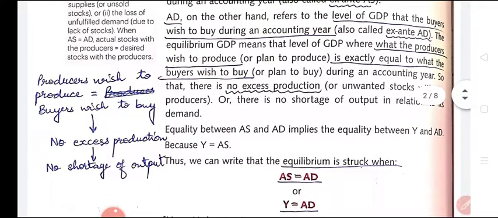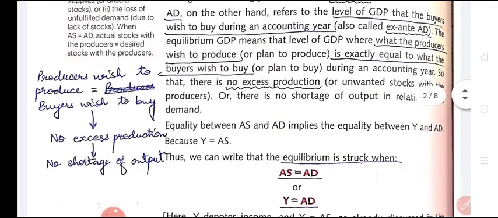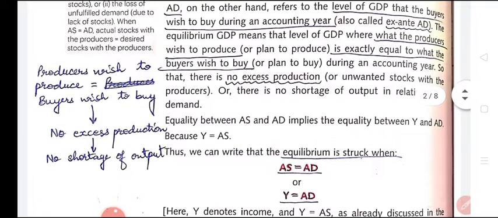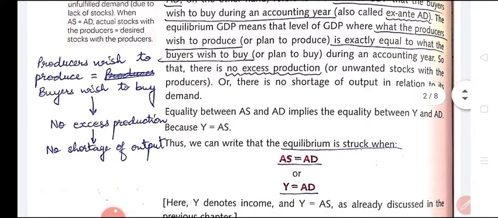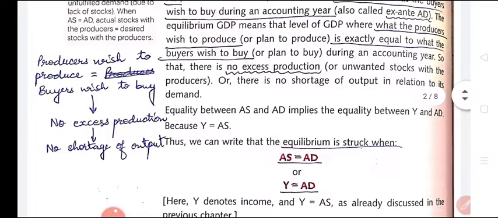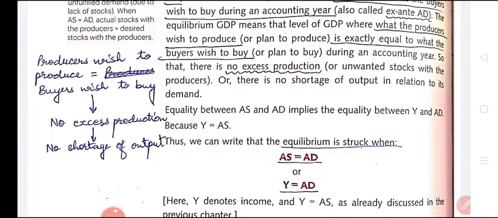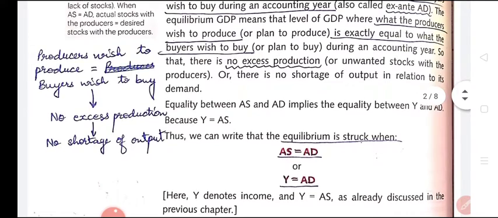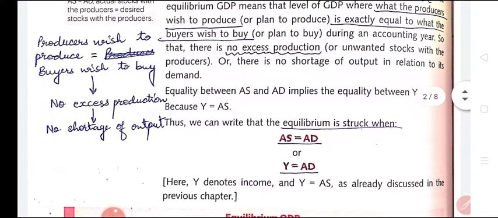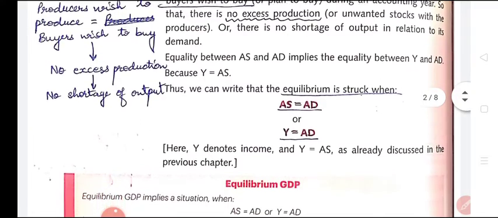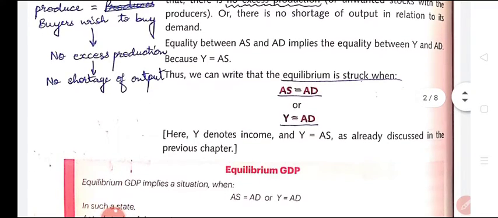Now, when what the producers wish to produce is exactly equal to what the buyers wish to buy, that is referred to as equilibrium. It means a point where aggregate supply equals aggregate demand is the equilibrium level of output. And there is no excess production, no shortage of output. This brings a balance between AS and AD.